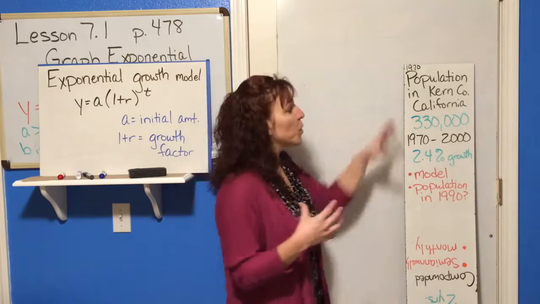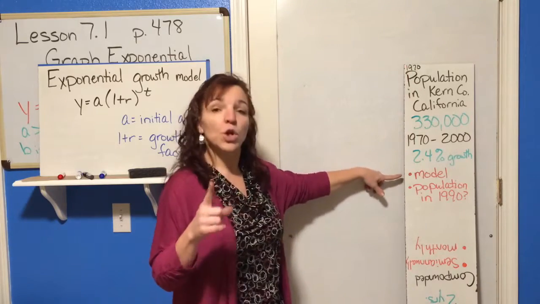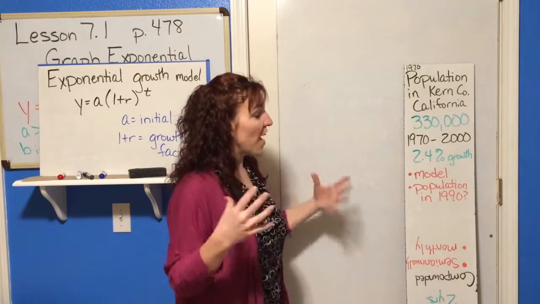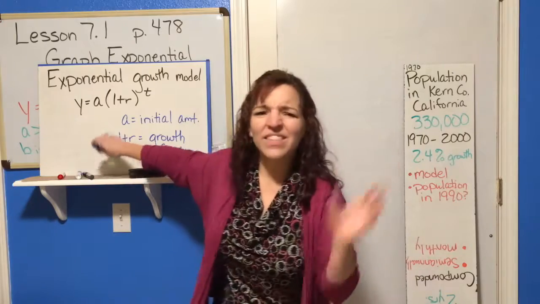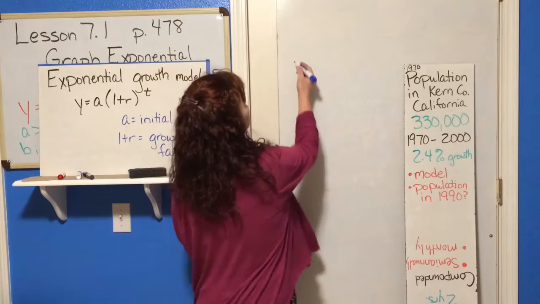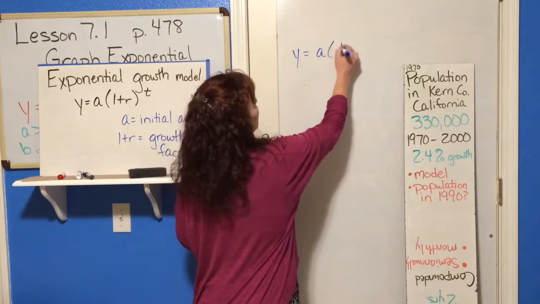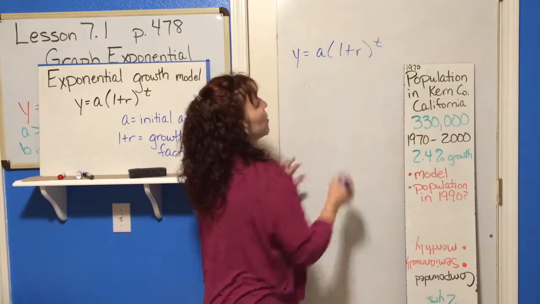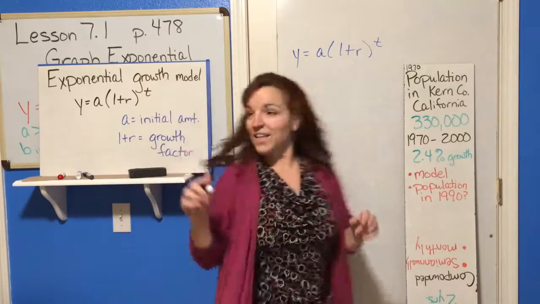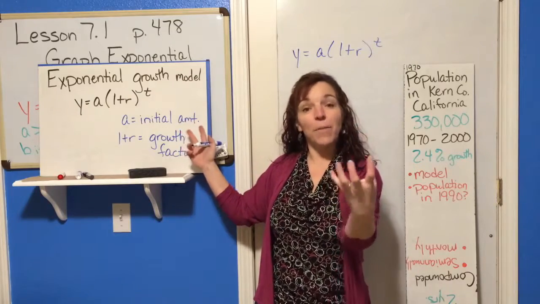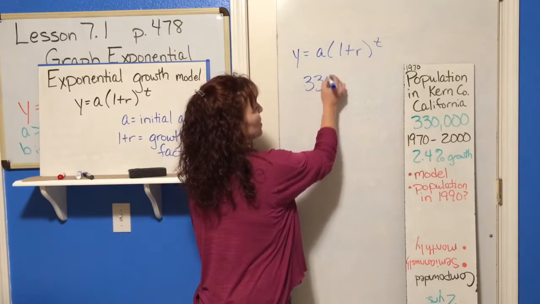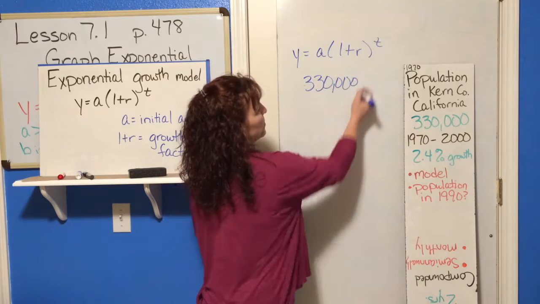So what we want to do is use this information to first write a model for the population growth, and then second, find the population in 1990. And this is simple because we have an equation. So what we're going to do is use the equation y equals a times 1 plus r to the t power. Start out with the equation and then plug in what you know. The a is the initial amount, so that's the population that we started with, and that's 330,000.